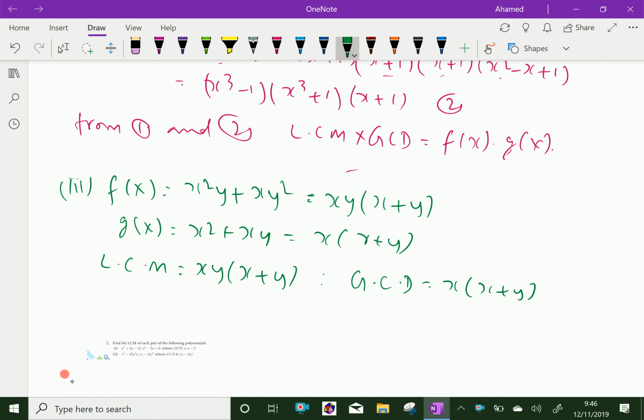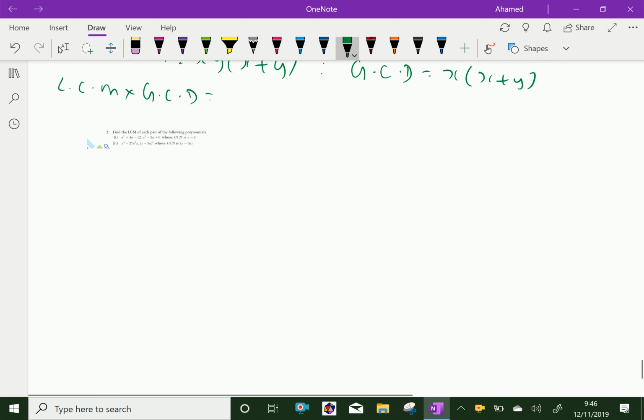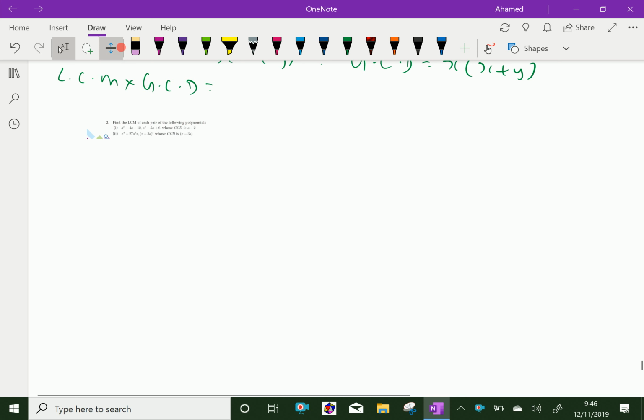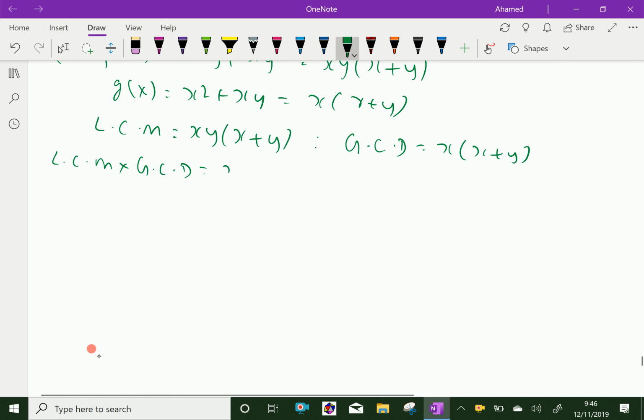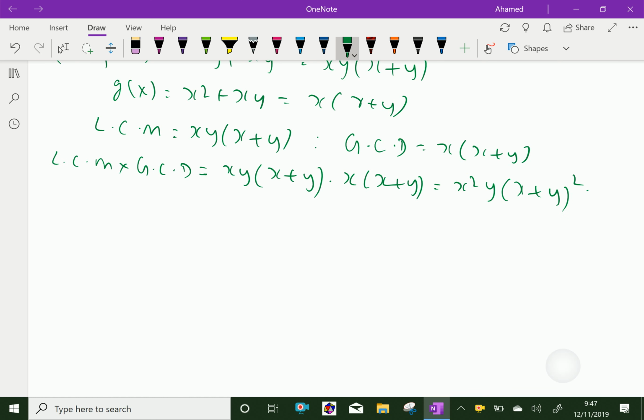Now LCM into GCD equal, let us give a little more space for this. LCM into GCD: here LCM is xy into x plus y, into GCD is x into x plus y. So it gives x square y into x plus y whole square.